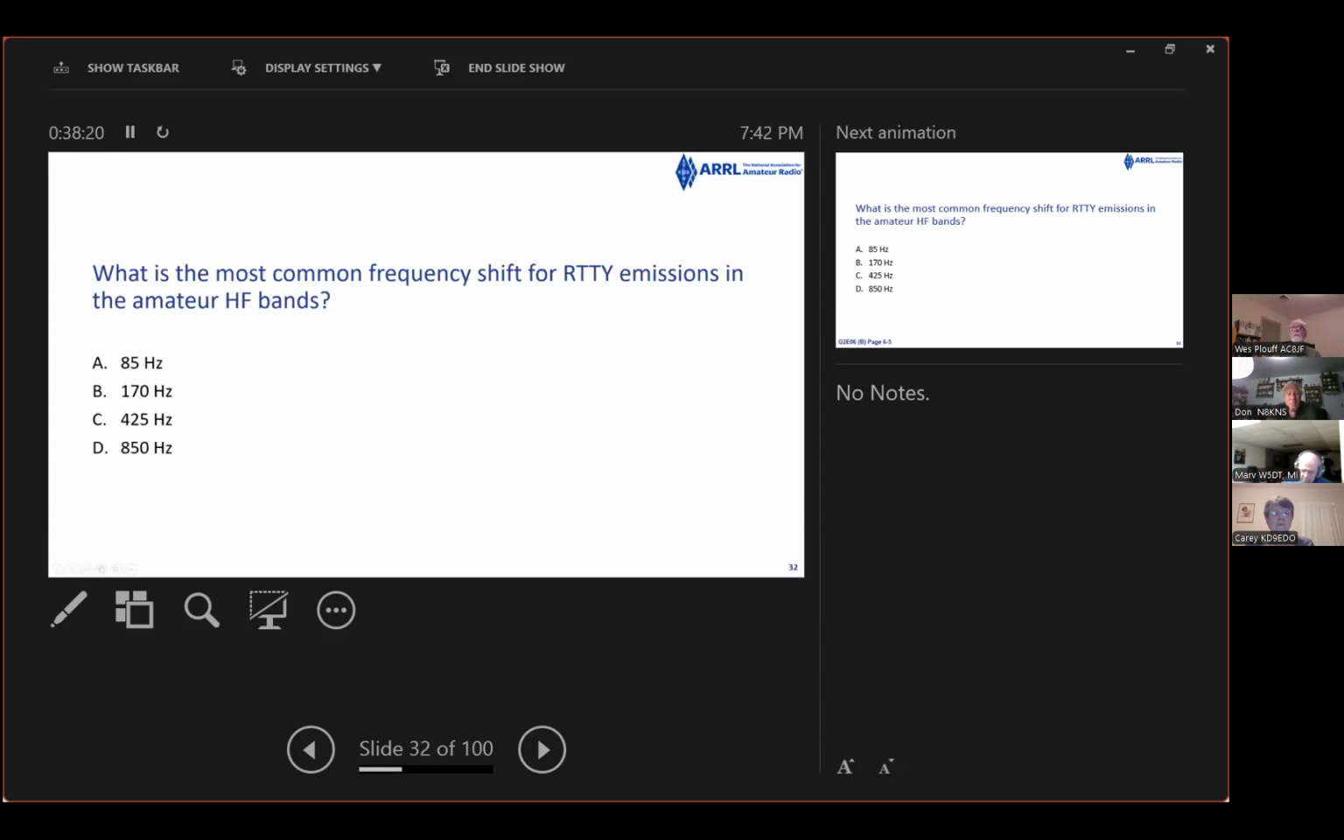What is the most common frequency shift for radio teletype on the amateur HF bands? 85, 170, 425, or 850? Any guesses? Don, Carrie? 170? You're absolutely right, 170. Now, way back when teletype modems were analog, hams would use 850 hertz shift, and as the technology has gotten better, the shift has gone down. But 170 is the most common one.